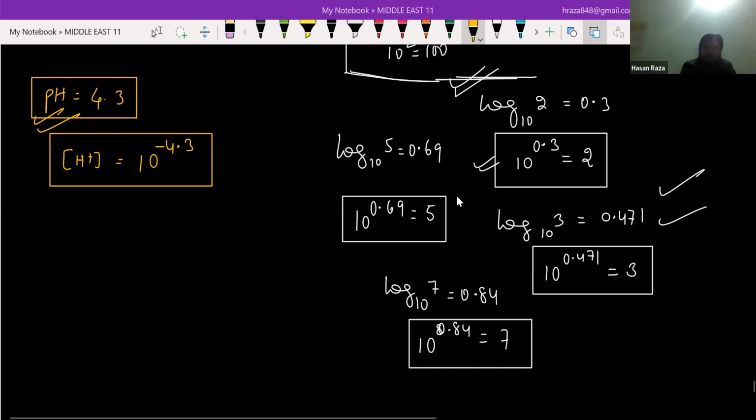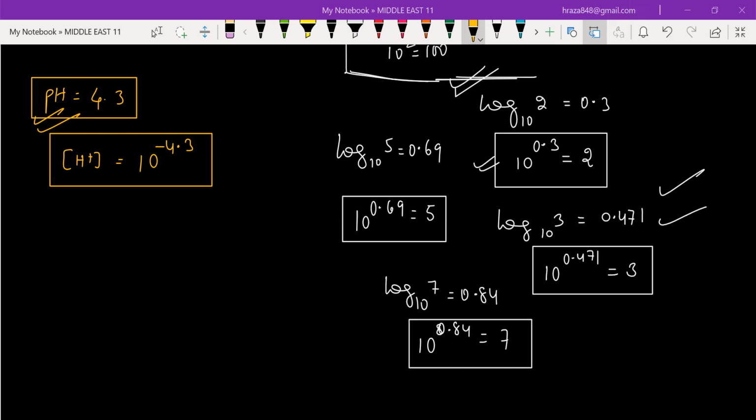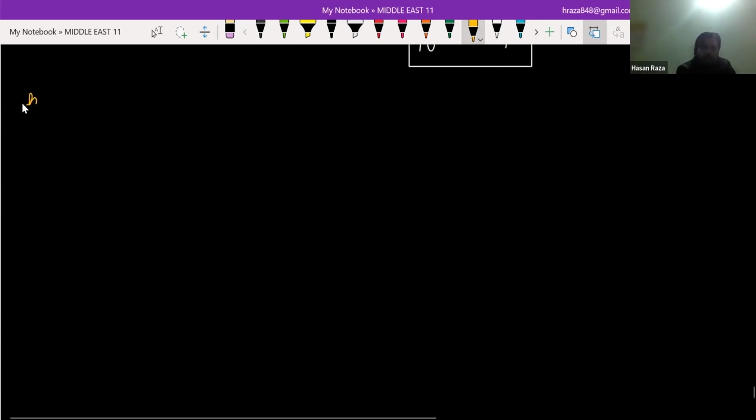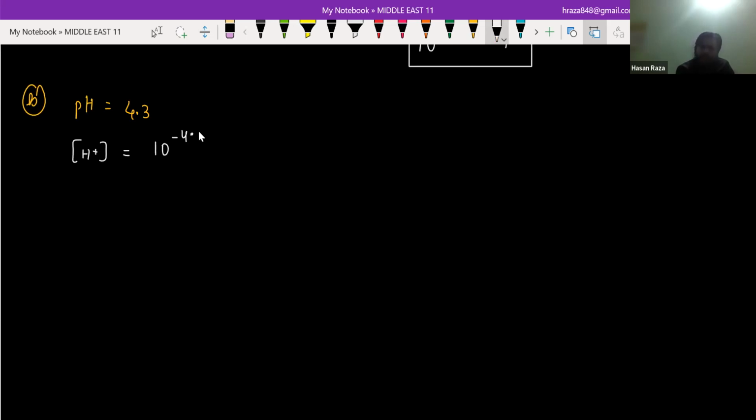Very good. Is everyone done with this? Yes, sir. Now, see, B part. I'm going to solve B part. That is pH equals 4.3 given. So first you have to do as in the previous question. H plus will be equal to 10 raised to the power minus 4.3. Now, we don't know the value of 10 raised to the power minus 4.3.